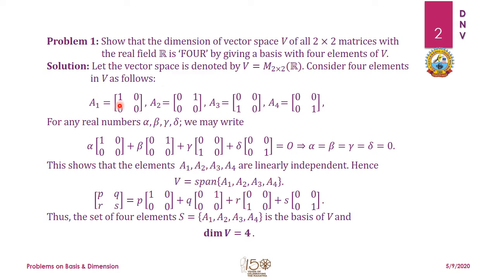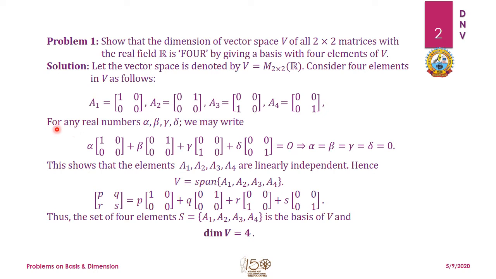So we consider these 4 elements A1, A2, A3 and A4, in which we have taken this 1 at the first A11 place. In the second matrix, we have taken it at A12 place. In third, it is at A21, and in fourth, it is at A22. Means all the 4 unit elements are at the corners of the matrix.